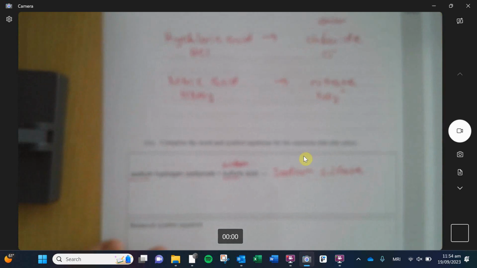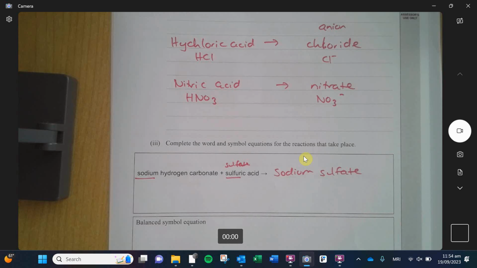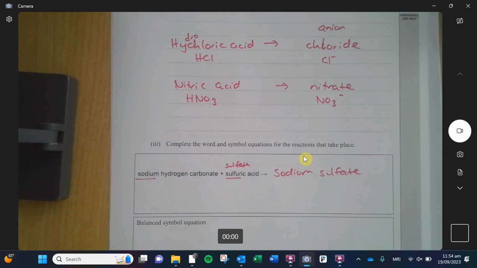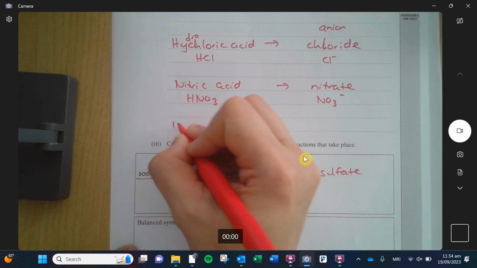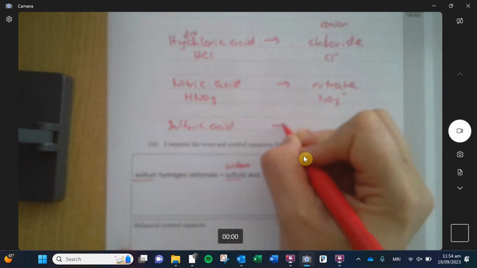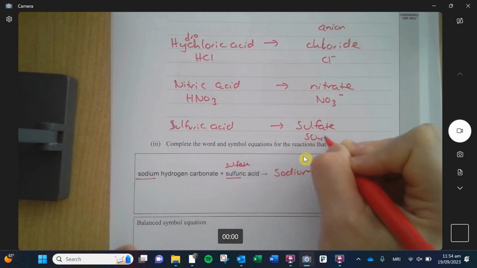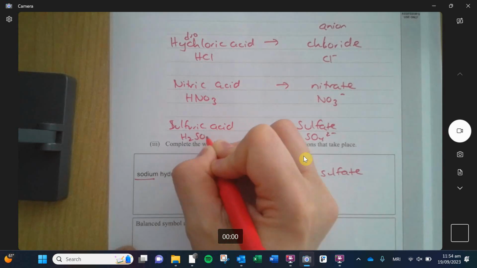Hydrochloric acid, nitric acid, and then sulfuric acid we just talked about. So sulfuric is the one that becomes a sulfate. Right. They will give you a table of ions, but you do need to know what it translates into.